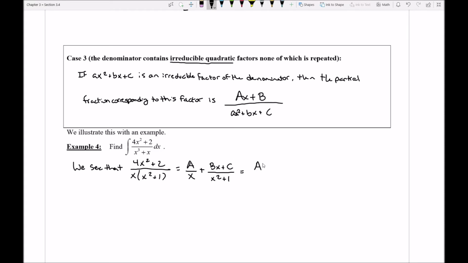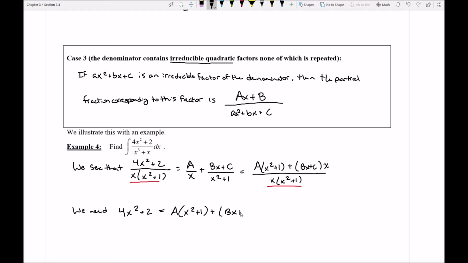I'll start by getting a common denominator between these. I want to make sure that the denominator that I create is going to match perfectly the denominator that I started with. And so you can see what I have over here matches over there. And so if these two fractions are going to be equal and their denominators already match, then that means that we need a 4x squared plus a 2 to be equal to an a times an x squared plus 1 plus a bx plus c times an x.